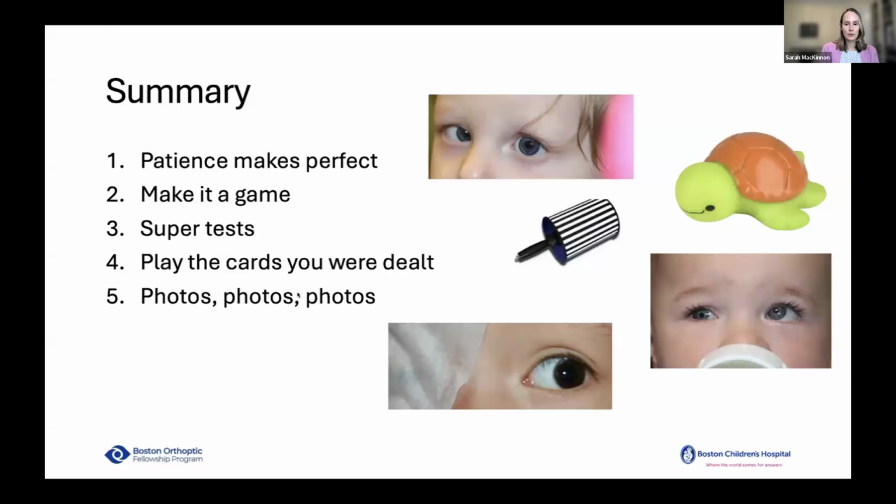And take all the photos. Document what you see or what you think you see, and then you can always go back and double check. And if all else fails, I hope your patient at least cries with their eye open, and that way you can still complete your ocular motility exam. Thank you.